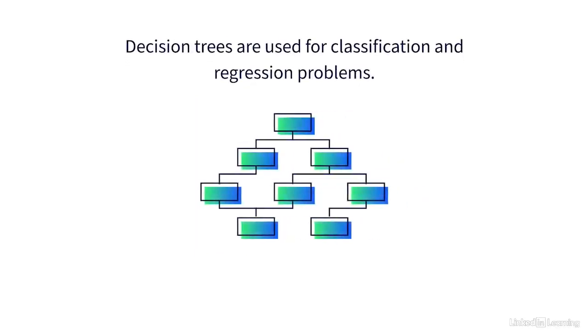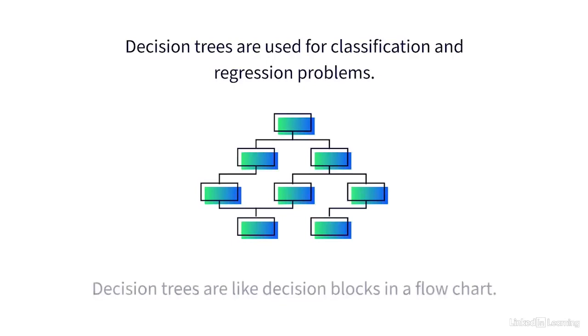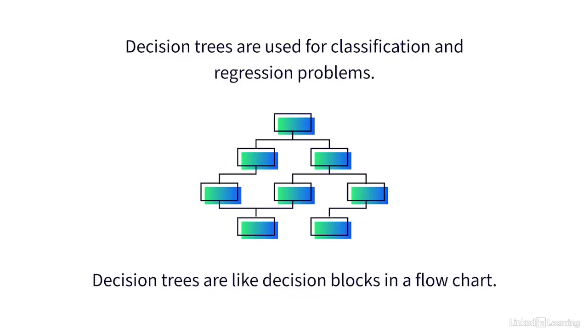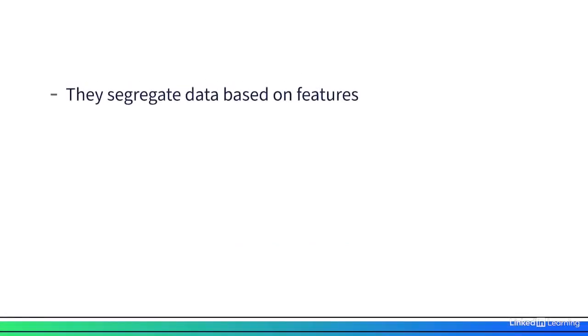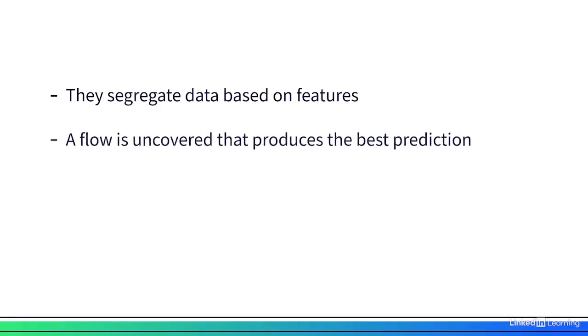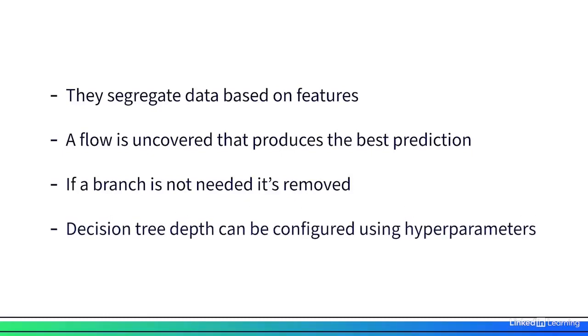Decision trees are used for classification and regression problems. Think of them like decision blocks in a flowchart, representing the decision-making process, which segregates the data based on features into a flow or decision-making branch. A flow is uncovered that produces the best result or prediction. If a branch or feature is deemed irrelevant, it's pruned. The tree depth can be configured using hyperparameters.